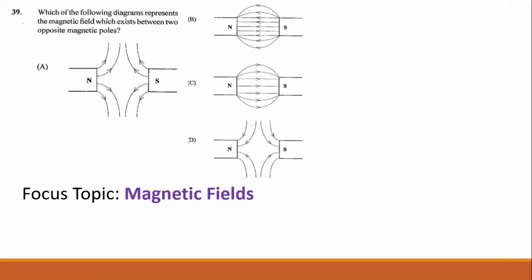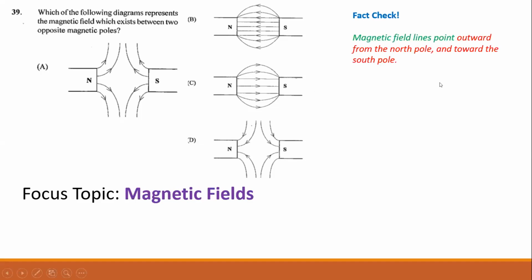Number 39. Which diagram represents the magnetic field that exists between two opposite magnetic poles? Now we know that opposite poles will attract, and one thing that we ought to remember is that when we draw magnetic field lines, they always point outwards from the north and towards the south pole. So that would eliminate option B, and that would leave us with C for our correct answer.